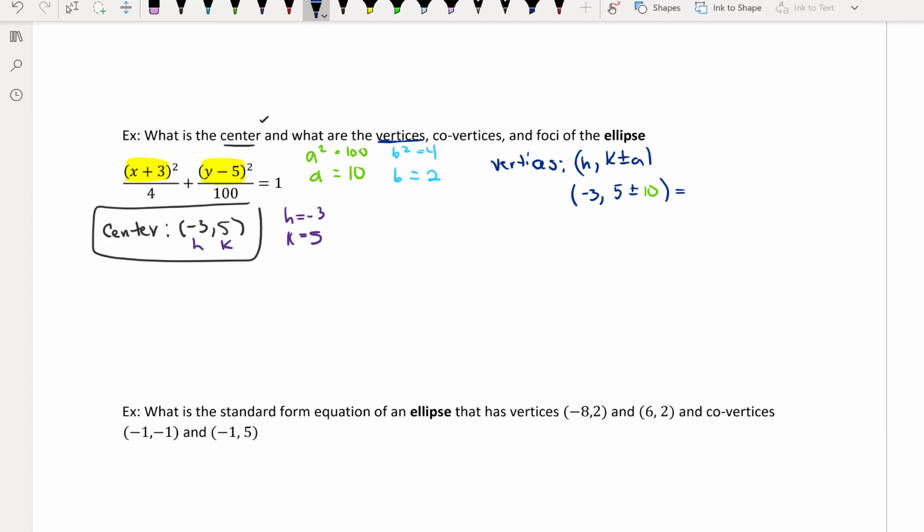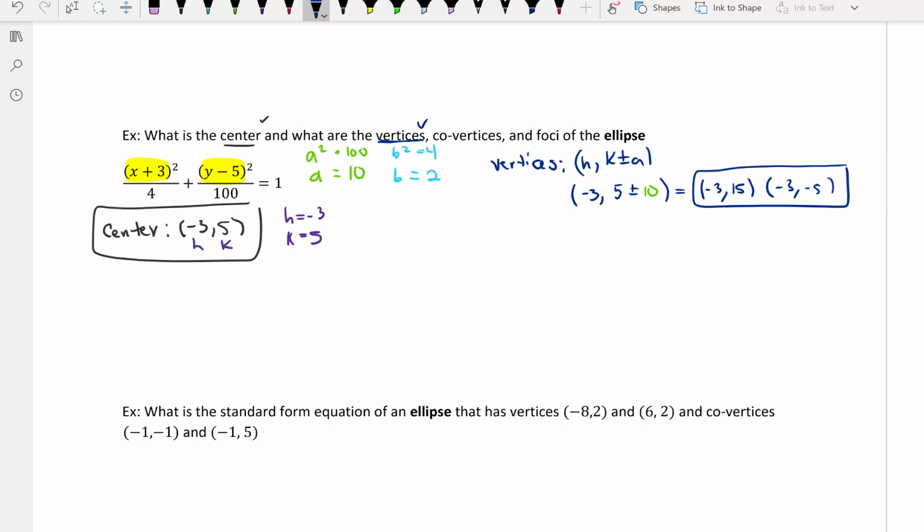So I'm going to have my vertices as -3, and I'm going to figure this out. 5 plus 10 is 15. And the other one is -3, and now I'm going to have 5 minus 10, which is going to give me a -5. So now I have my vertices as (-3, 15) and (-3, -5). So that is how I did that with that k plus or minus a value, and that a value was 10. So I had to add 10 and I had to subtract 10, okay? So now I've dealt with my vertices.